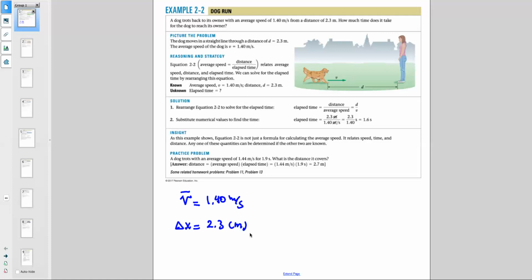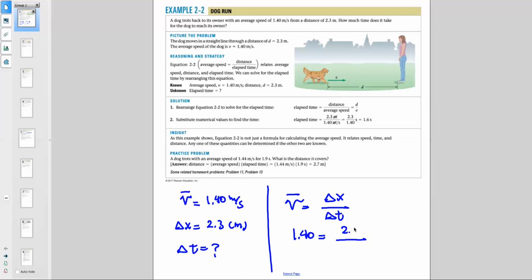And how much time does it take for the dog to reach its owner? So now what I'm looking for is delta t. Now, if you go to the equation sheet, by the way, I have provided a specific equation sheet for each week, and then an overall equation sheet that you can use. So if you're looking at the equation sheet, what's the V bar formula? It is delta x over delta t. So V bar is 1.40 equals delta x is 2.3, and delta t is missing.